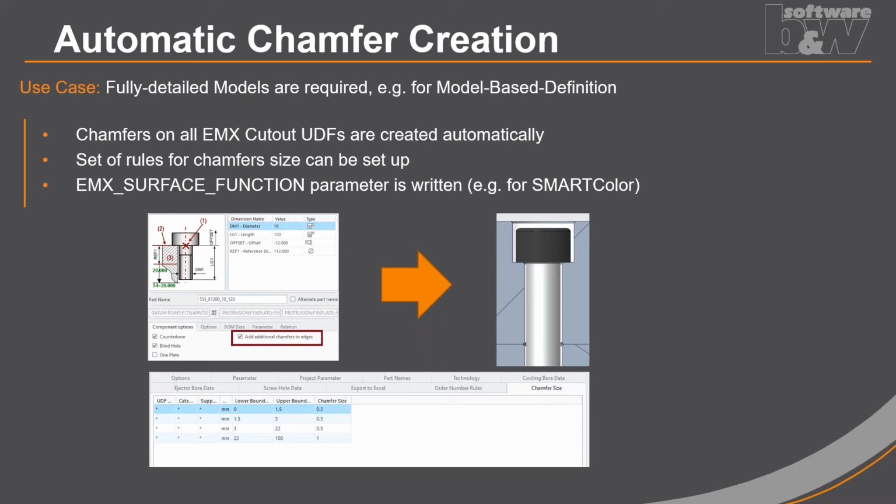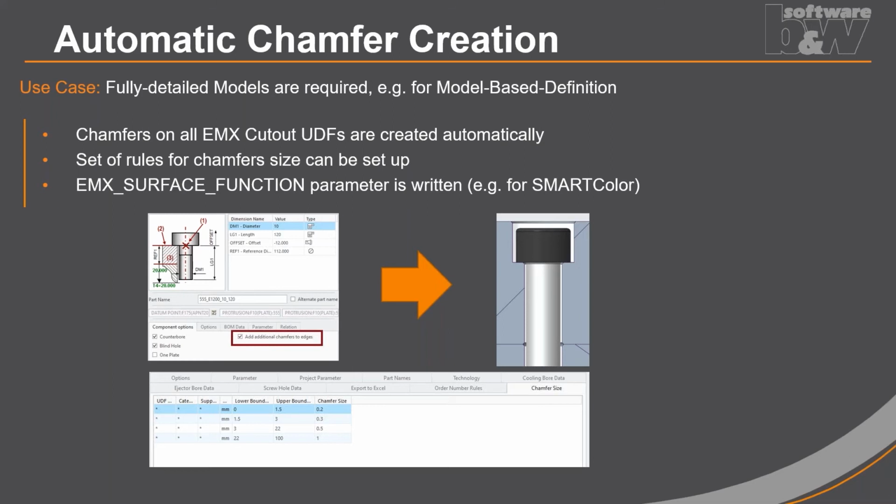It's not enough just to add full manufacturing information into the model if there are chamfers missing. That's not a good situation. So we came up with a solution which works in a way that you can just click on a checkbox button here, which says add additional chamfers to edges. And in case you assemble the component, all of these chamfers will be created automatically.